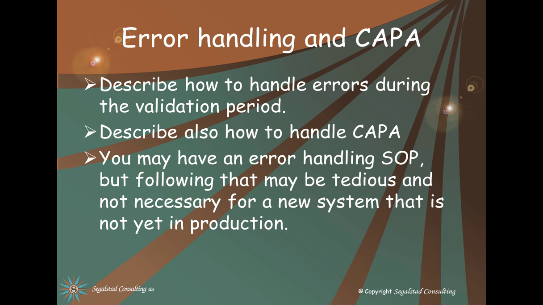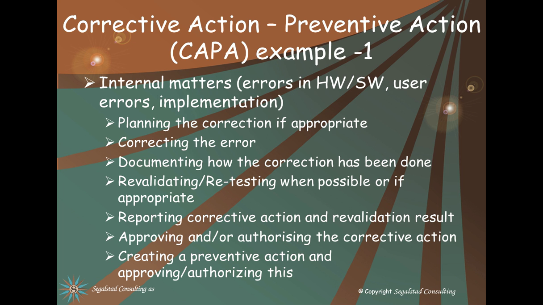In the validation plan, we need to describe how to handle errors and corrective actions, preventive actions, also called CAPA. We will describe how to handle errors during the validation period, and you may have an error handling SOP, but following that may be tedious and not really necessary for a system that is not yet in production. So what we can do is describe something in the validation plan.